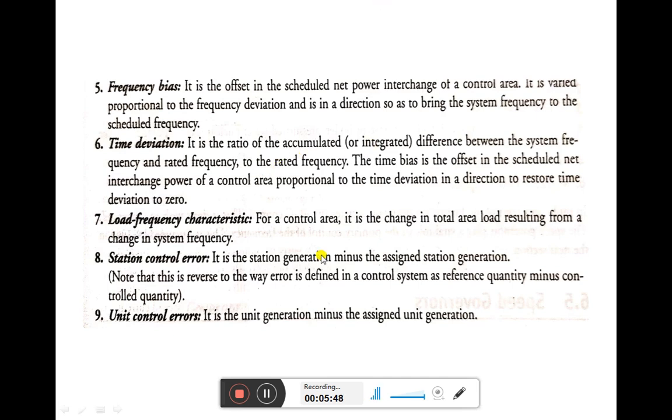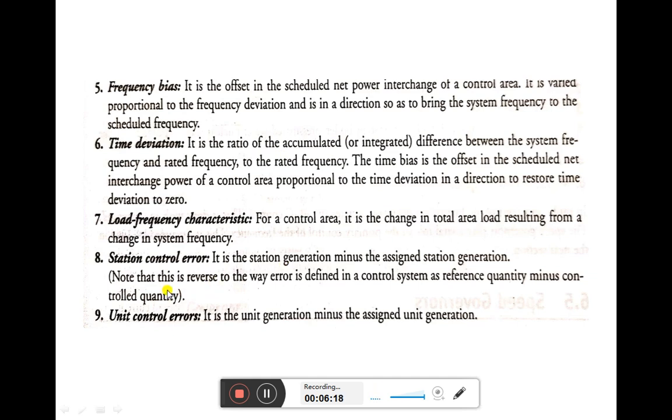So time deviation bias is the offset in the scheduled net interchange of power of a control area proportional to the time deviation, in the direction to restore the time deviation to 0. Then the next term is load frequency characteristic. For a control area, it is the change in total area load resulting from a change in system frequency.